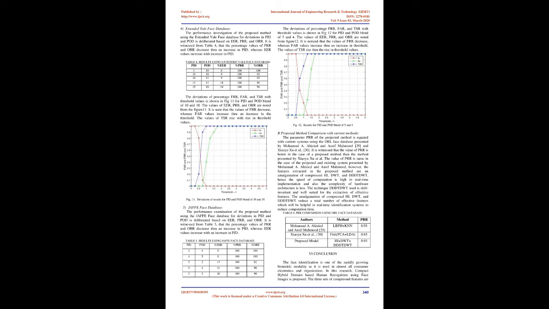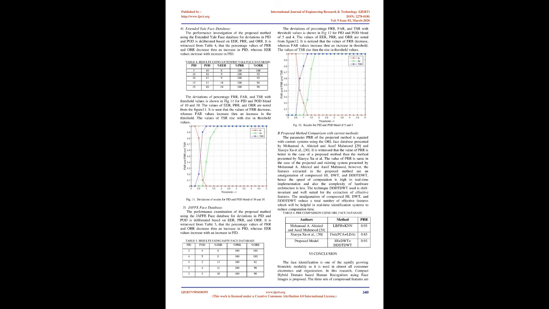2. Indian Females Face Database. The results of the proposed method using the Indian Females Face Database for variations in PID and POD are discussed based on parameters, viz., EER, PRR, and OR. It is witnessed in Table 2 that the percentage values of PRR and ORR decrease with an increase in PID, whereas EER values increase with an increase in PID. The deviations of percentage FRR, FAR, and TSR with threshold values are shown in Fig 9 for the PID and POD blend of 7 and 11.